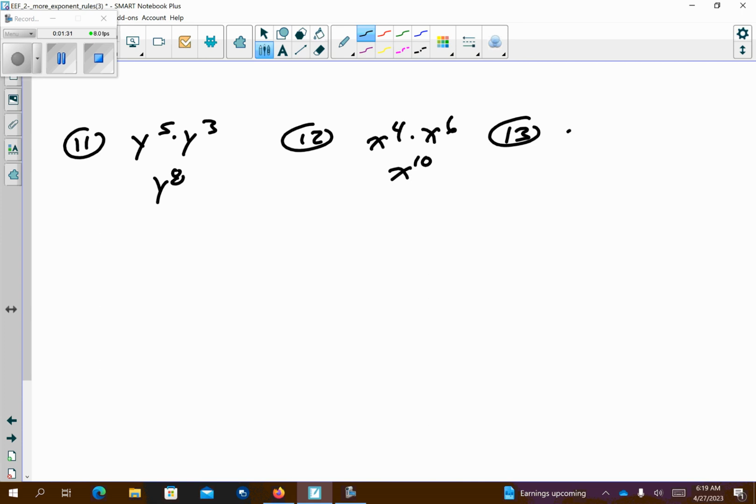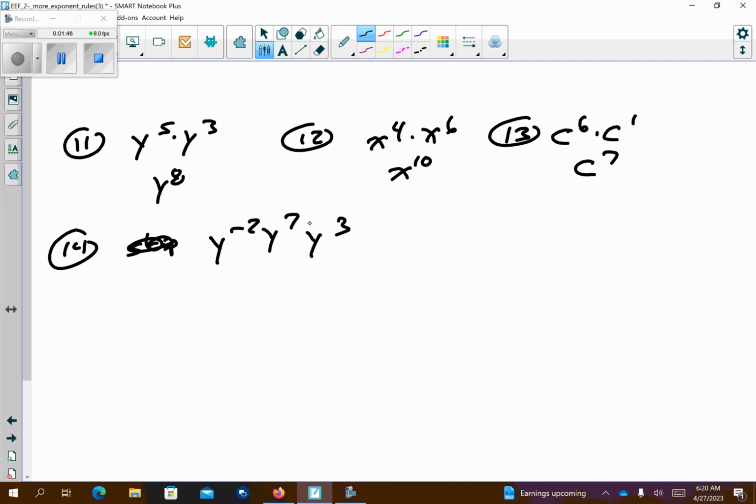Number 13, c to the sixth times c. Well, c is also to the first, so it becomes c to the seventh. Number 14, skip. We have a negative exponent. Well, we could actually do that one. y to the negative 2, y to the 7, y to the third. We're going to add these, so that gives me 5, and that gives me 8. So y to the 8th is that answer.